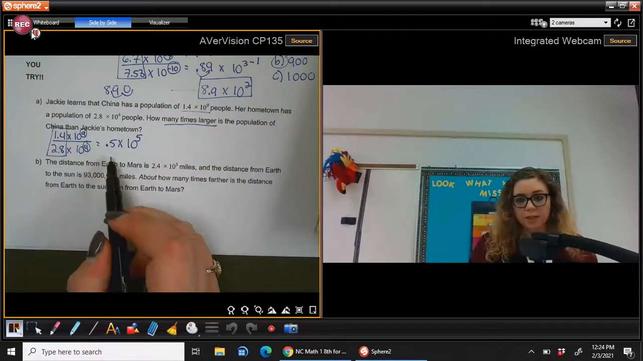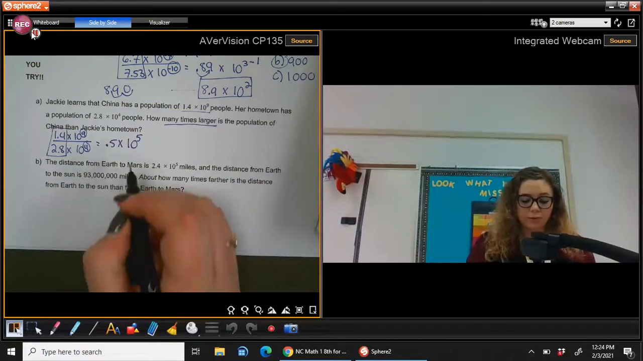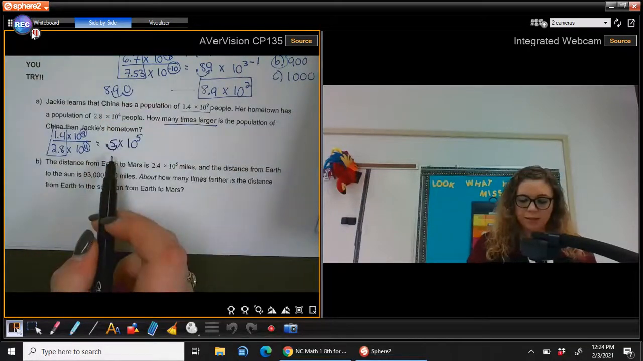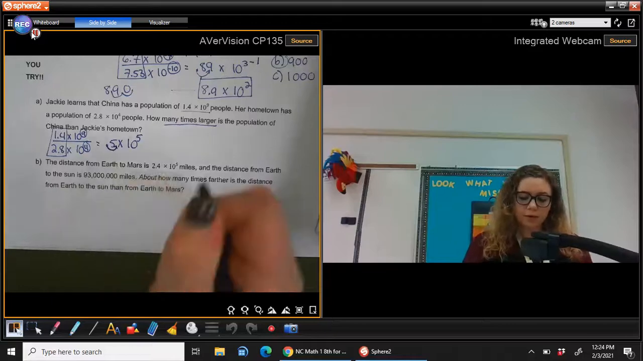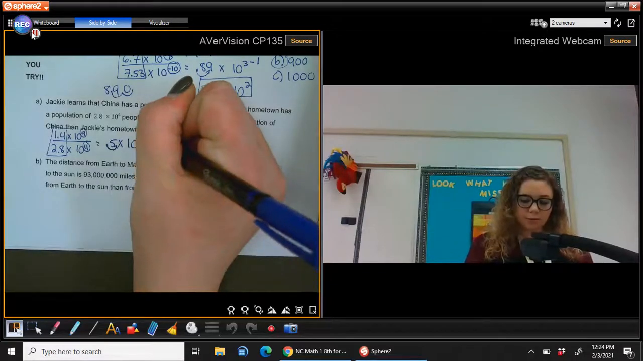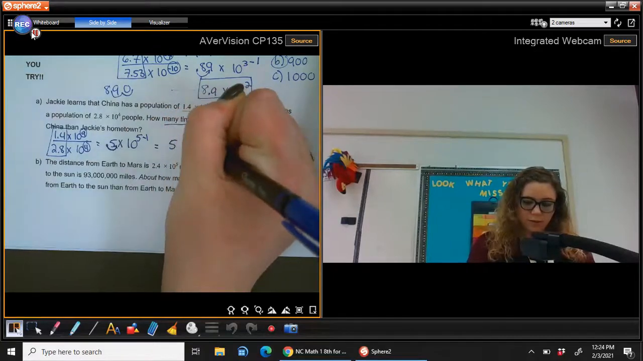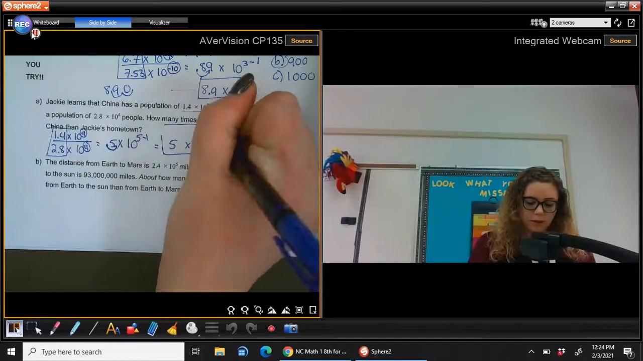Check to see if it's in scientific notation. 0.5, is that between 1 and 9.9? No. So we're going to have to make it. So we're going to have to move the decimal place once. Since we moved it to the right, we're going to subtract from the exponent. Now I have 5 times 10 to the 4th. And that is my answer.